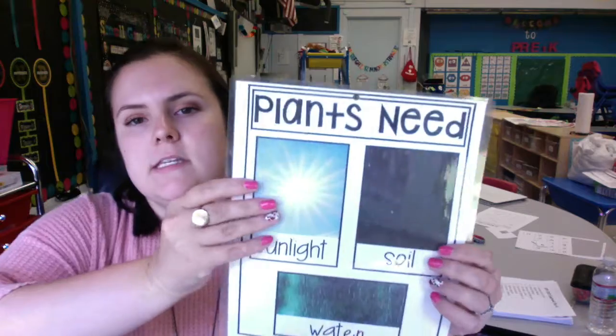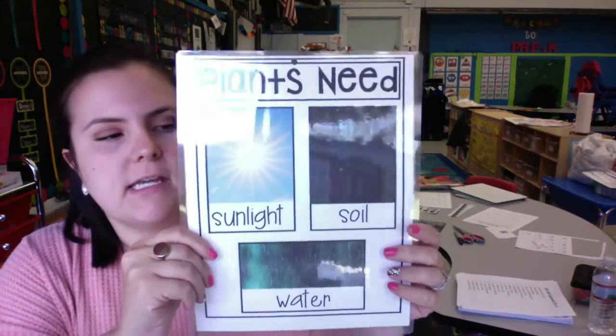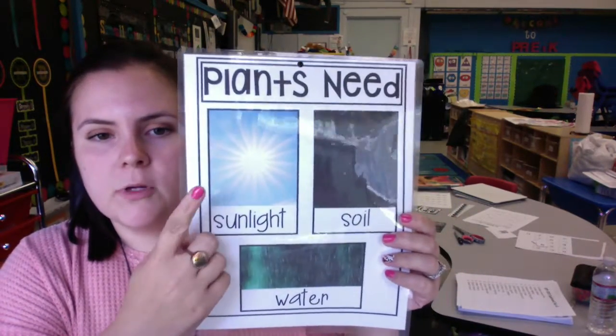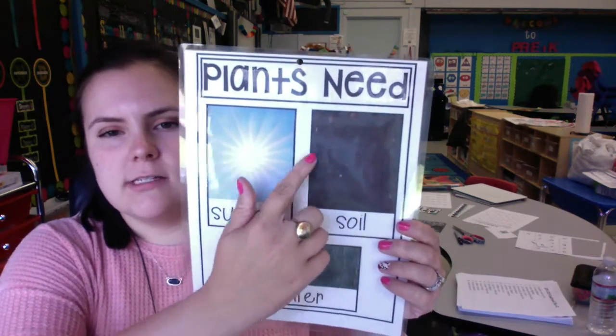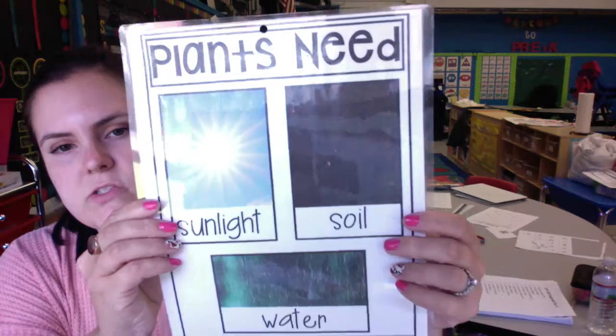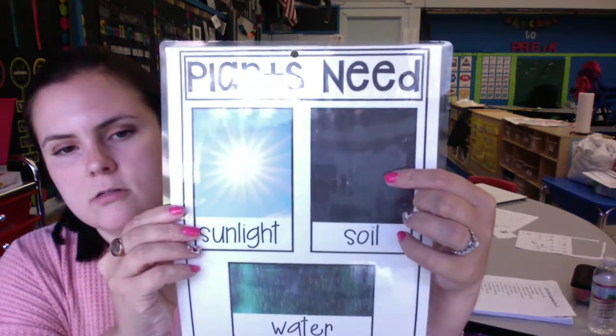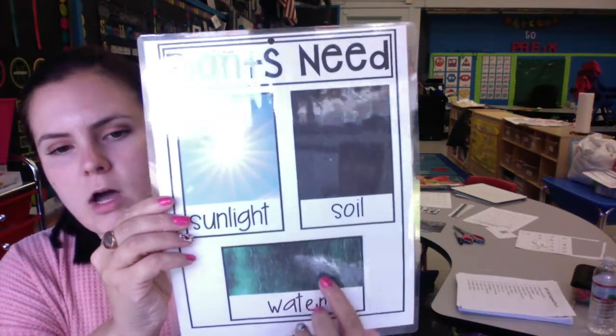So first we got to learn some things about plants. This says that plants need 3 different things to grow. They need sunlight. This is kind of hard to tell what this picture is of, but this is soil or dirt, and they need water.